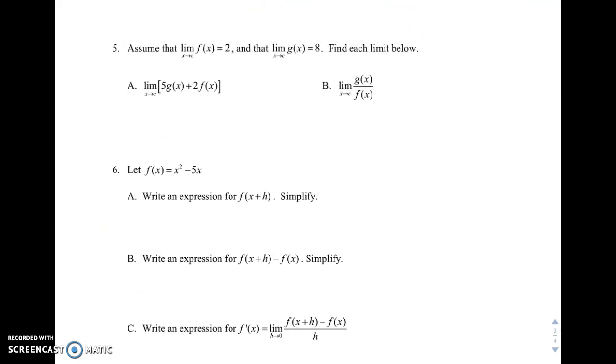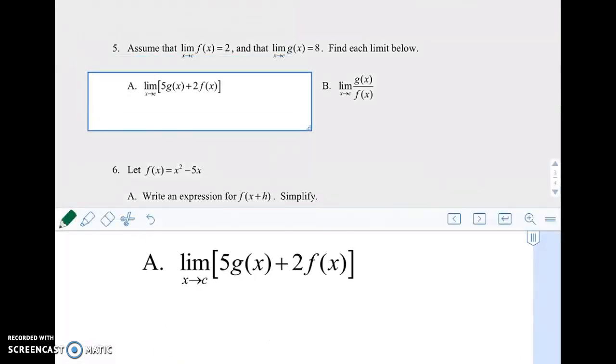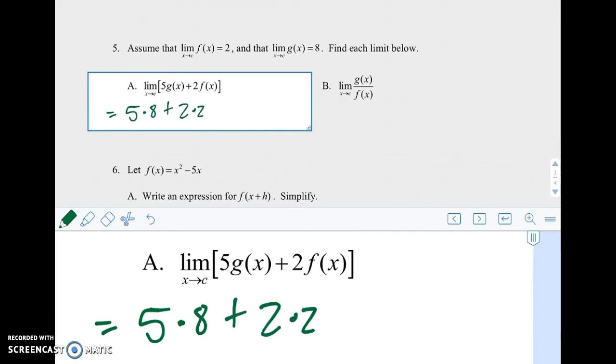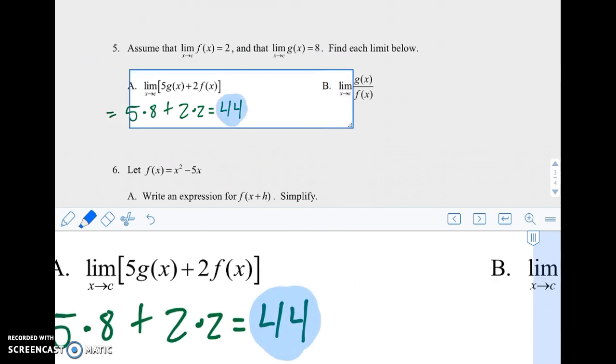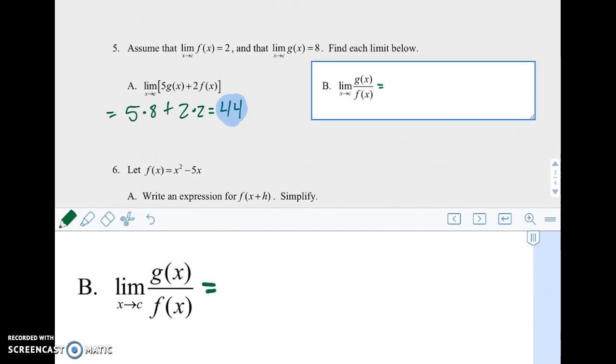It says assume that the limit as x approaches c of f of x equals 2, and that the limit as x approaches c of g of x equals 8, to find each limit below. So what we can simply do is, for part A, we can do 5 times 8, because we know the limit of g of x is 8, and then we can also add a 2 times 2. So 5 times 8 is 40, 2 times 2 is 4, so this will equal 44. Simple as that. Part B, we can just do the limit of g divided by f. So we know the limit of g is 8. We know the limit of f is 2. 8 divided by 2 is 4.